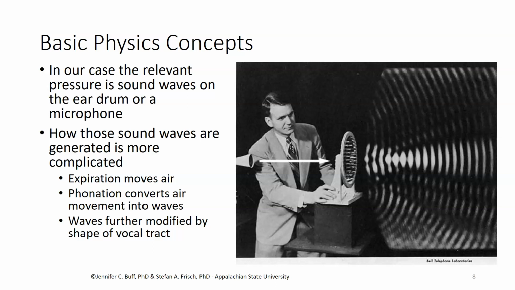So, in our case, the relevant pressure is sound waves that hit a person's eardrum or that hit a microphone to be recorded on a computer. The way those sound waves get generated is a little bit more complicated. We have expiration that moves air. We have phonation that converts that air movement into waves that can be heard by the ear. And those waves further get modified by the shape of the vocal tract to have distinct acoustic properties.